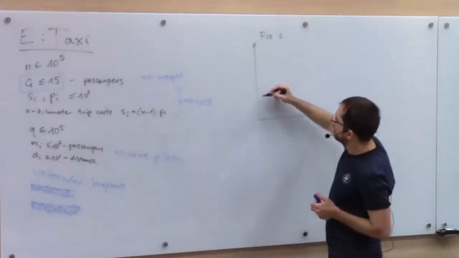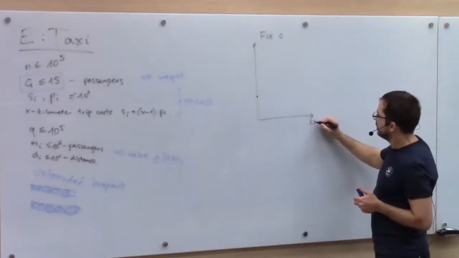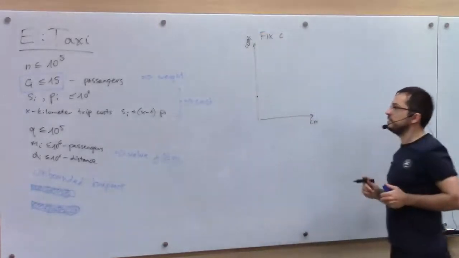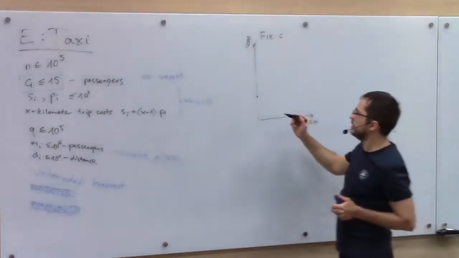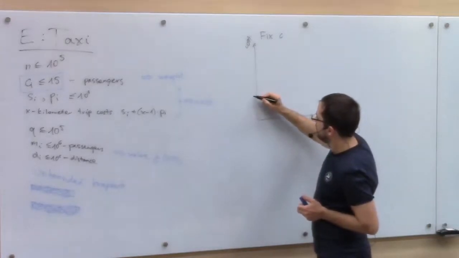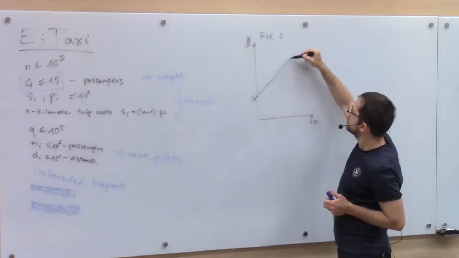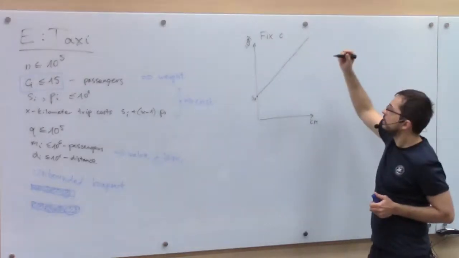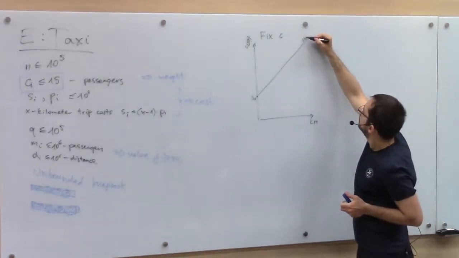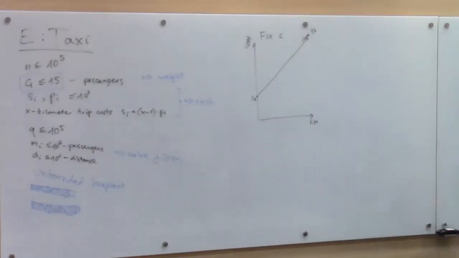So basically, here we will have the kilometers, and here we will have cost. For one car, we will start at S1, and the cost will grow linearly using the function of slope P1. Okay.